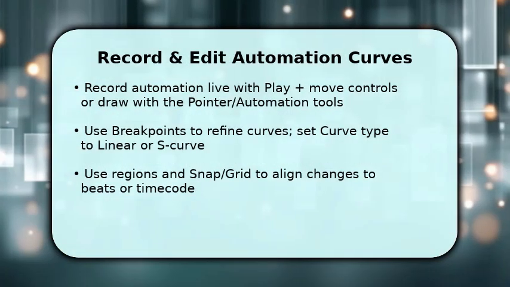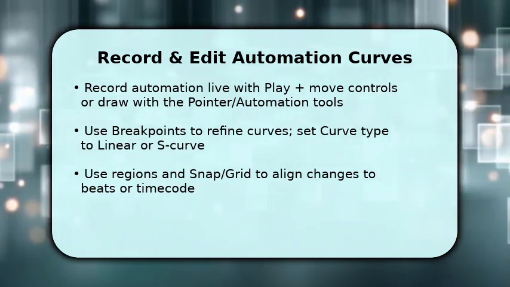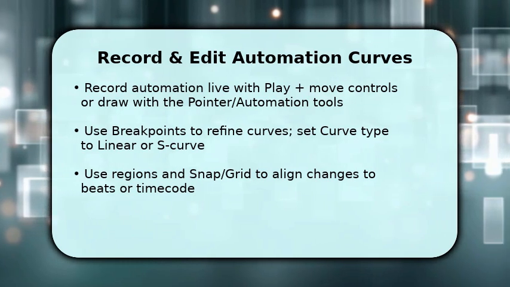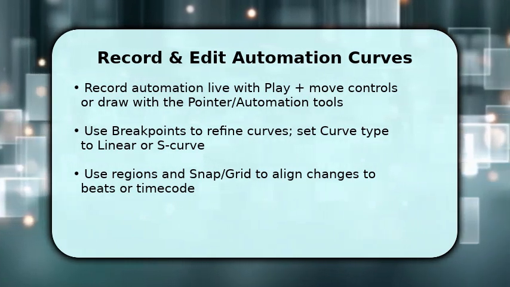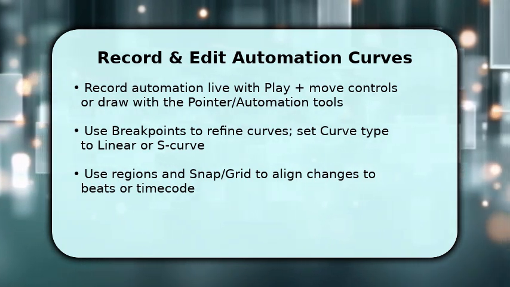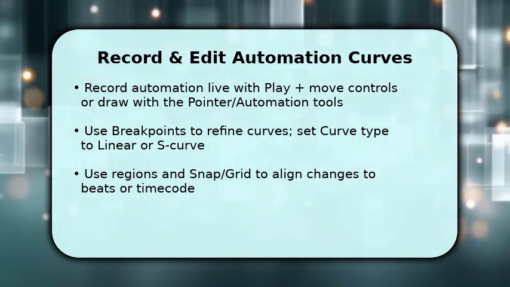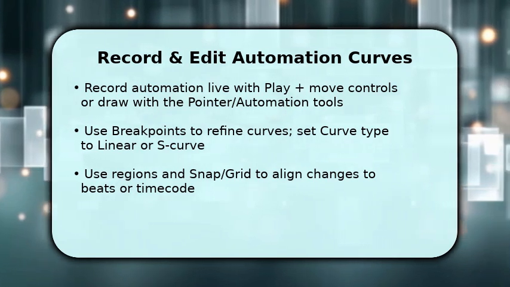Press play and perform the move if you prefer hands-on recording, or switch to the pencil tool to sketch precise curves. Once you have data, use breakpoints to set exact values and drag segments to reshape transitions. Change the curve tension for smoother fades. Make sure snap and grid are set to your musical division so edits lock to beats.